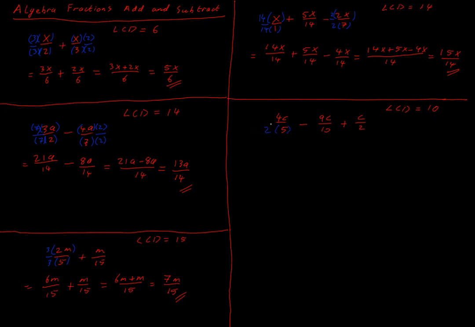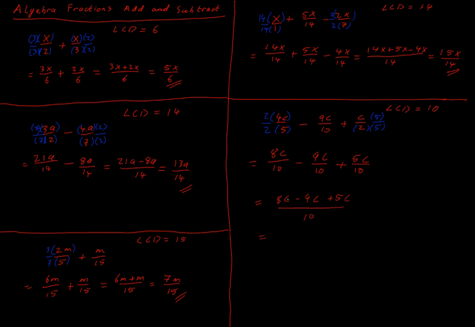So I need to multiply this 5 by 2, and I must do the same thing on top in order to keep everything balanced. I don't need to do anything here because I already have 10. And here I need to multiply by 5, and therefore I must multiply the top by 5. 8c all over 10 minus 9c all over 10 plus 5c all over 10. Now everything is over 10, so I'm able to add up 8c minus 9c plus 5c all over 10.